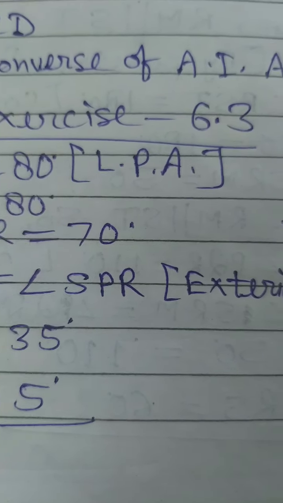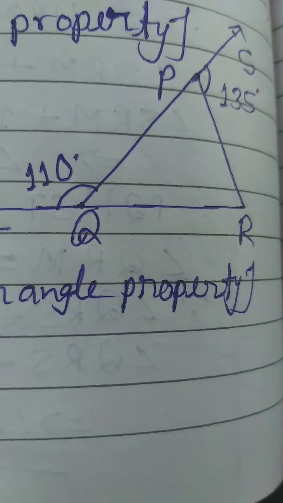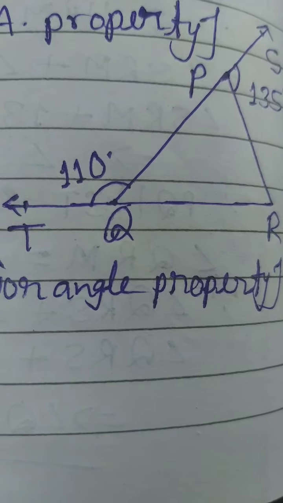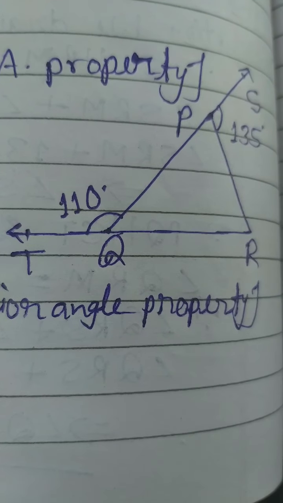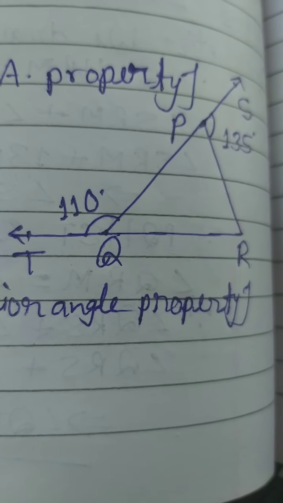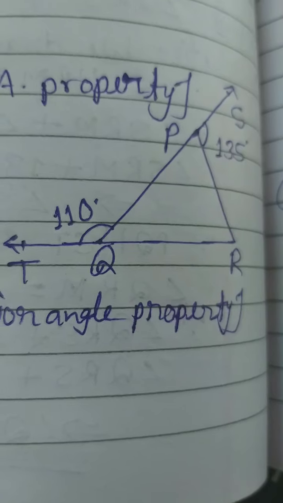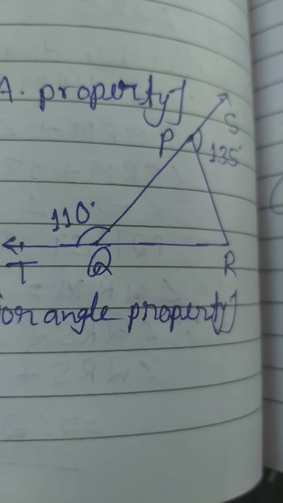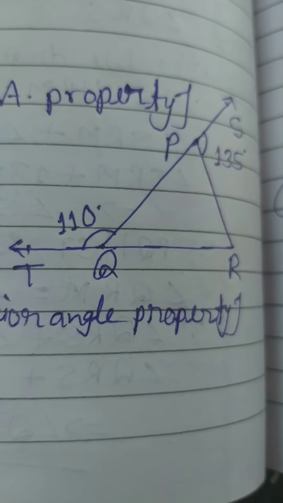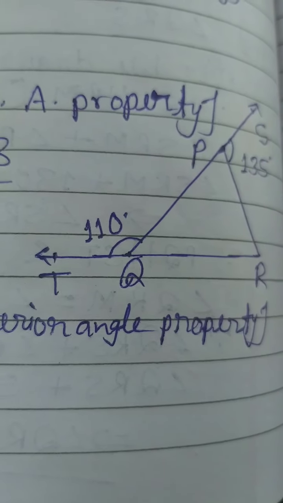Now I am starting exercise 6.3. First question. In the given figure, the diagram is given. Sides QP and RQ of triangle PQR are produced to points S and T respectively. If angle SPR equals 135 degrees and angle PQT equals 110 degrees, then find angle PRQ. Angle PRQ we have to find.